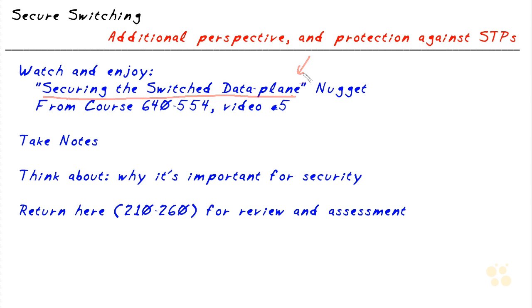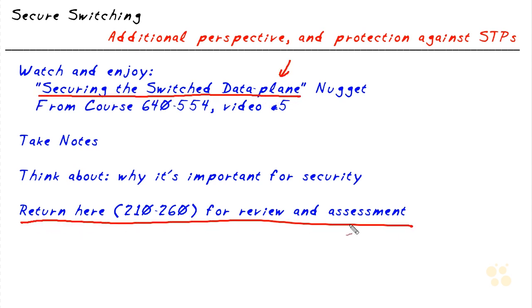And then, my friend, after we've enjoyed going through that nugget together, and it is a lot of fun, by the way, we're going to come right back here to 210-260, where we'll do a quick review as well as an assessment, just to confirm that you and I have all of our I's dotted and T's crossed regarding the important security elements that we've learned in that nugget.